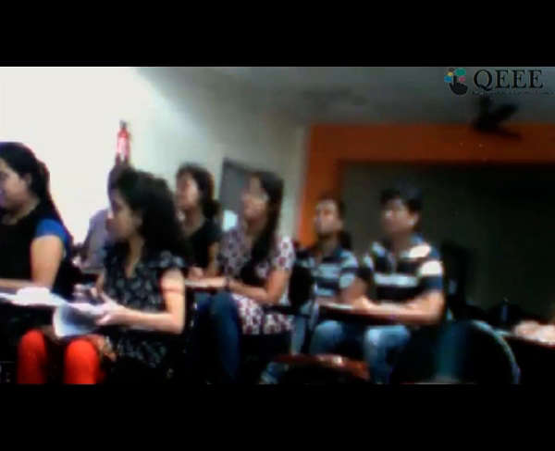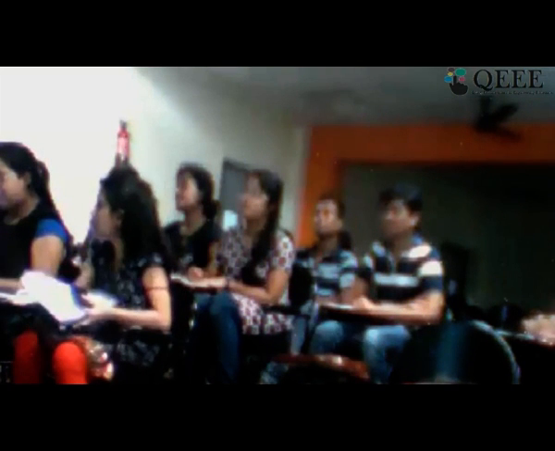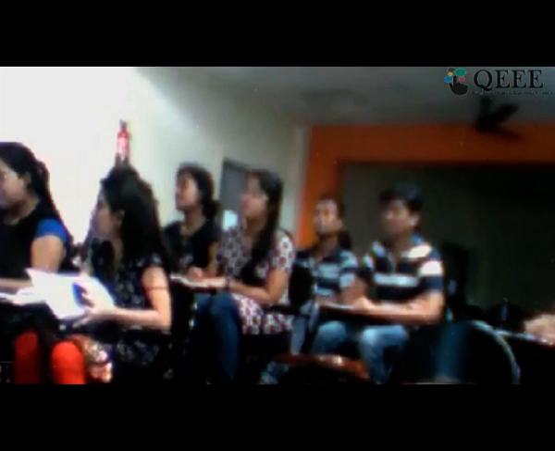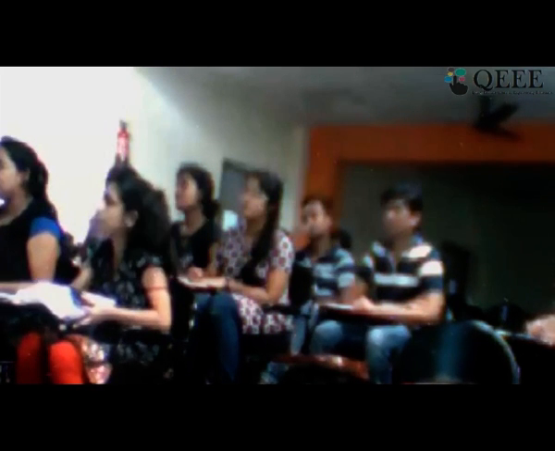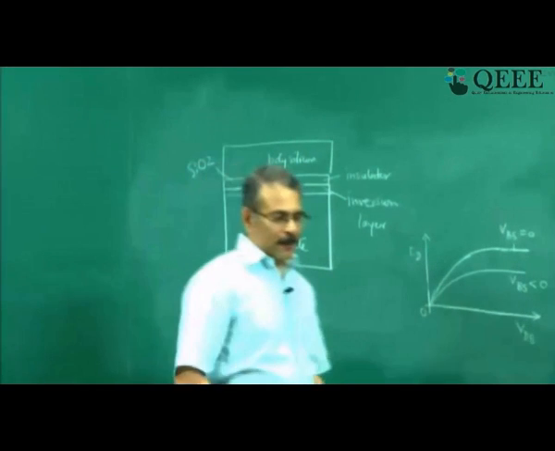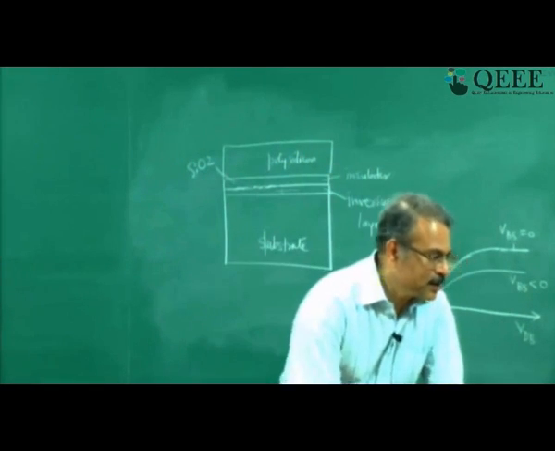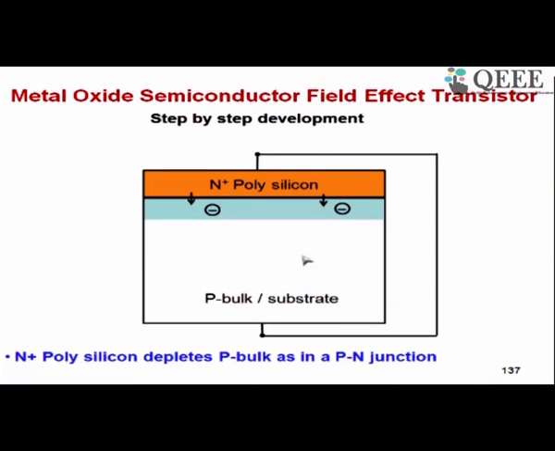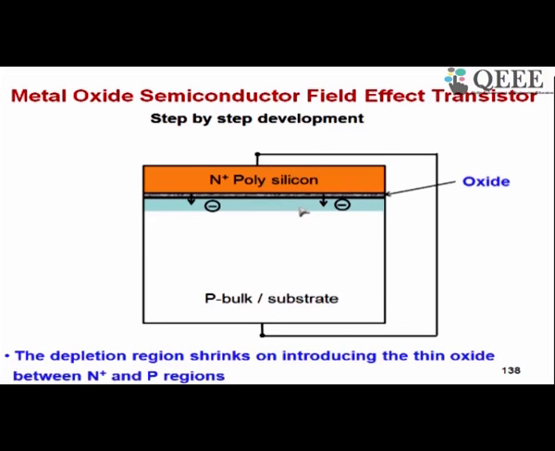Sir, will you please explain the difference between enhancement and depletion type MOSFET? Yes. Now we can explain based on our understanding of device so far. Let me go back on the slides. We started off like this with the PN junction, right? And we said there is a depletion region here. Okay? And then we introduced an oxide layer in between.